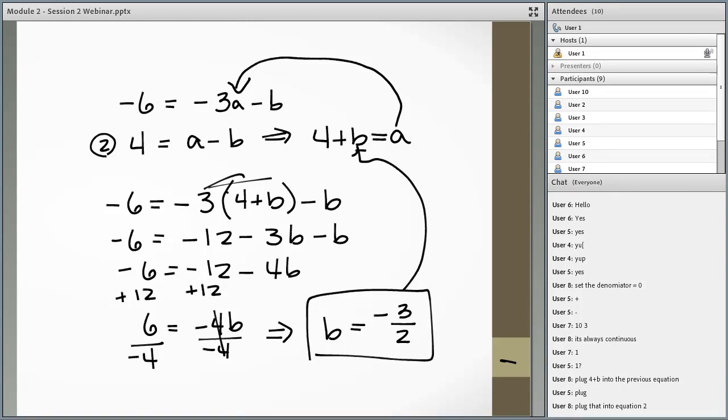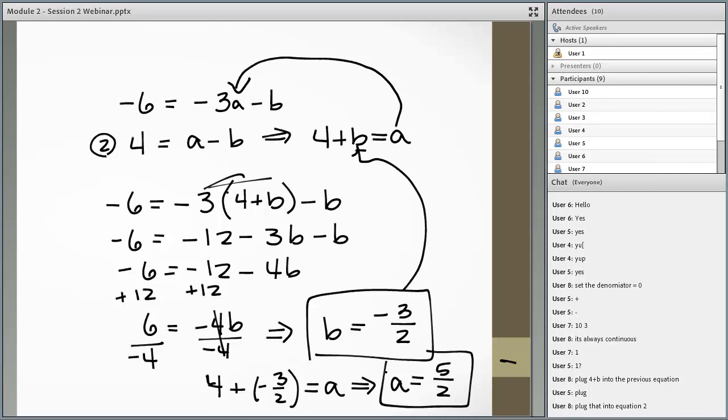Very good. You can plug it into equation 2. You could also plug it in where you've already solved for a. Either way, you're going to get the same answer. So I draw lots of arrows with these types of questions. I have 4 plus b, which is minus 3 over 2, equals a. So all I've done is I plugged b in for b, and the 4 plus b equals a. And I get a equals 5 over 2.